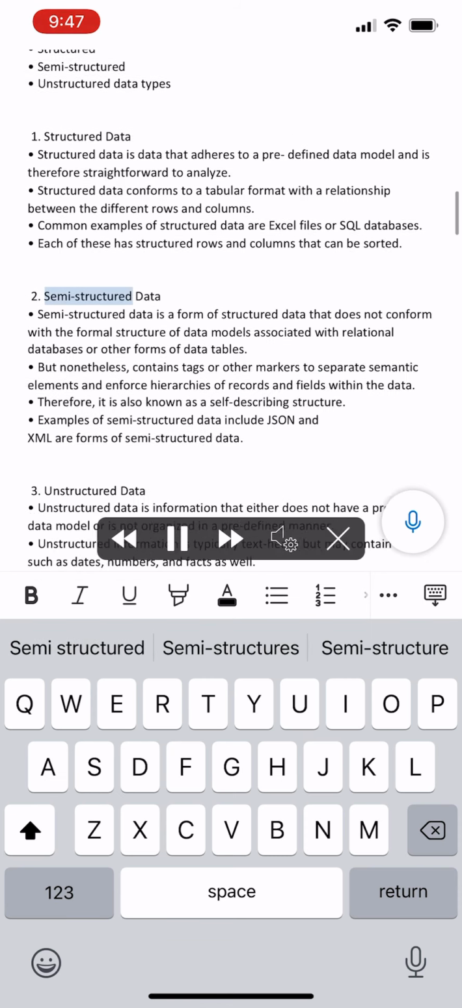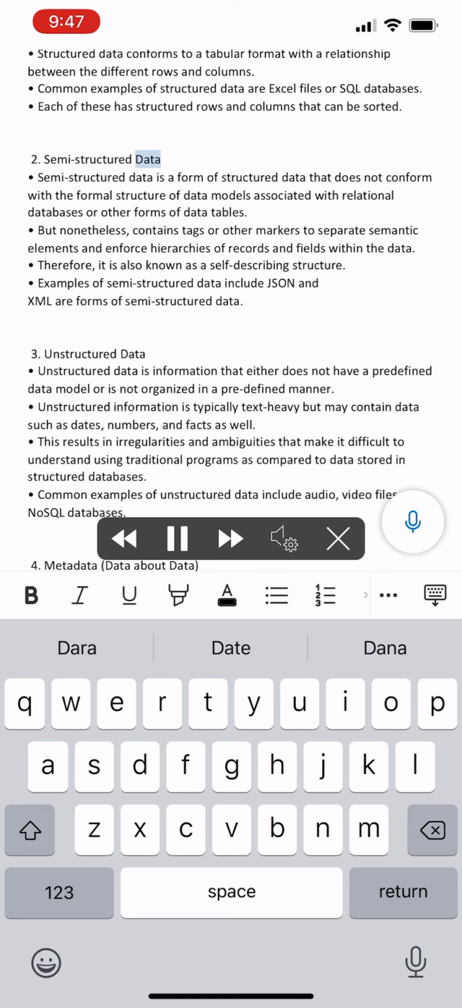2. Semi-structured data. Semi-structured data is a form of structured data that does not conform with the formal structure of data models associated with relational databases or other forms of data tables, but nonetheless contains tags or other markers to separate semantic elements and enforce hierarchies of records and fields within the data. Therefore, it is also known as a self-describing structure.